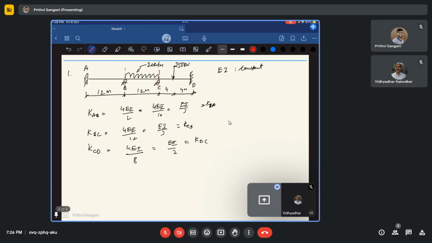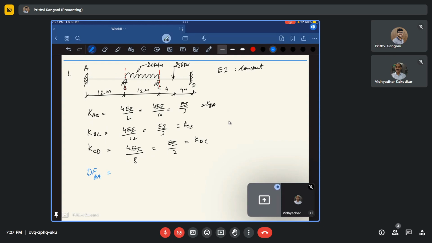So once we have found the stiffness factors, the next step is to find the distribution factors. There is nothing to distribute at AB, because A itself is a support, so whatever you apply at A will carry forward. That MA is nothing but MAB. So we need to find the distribution factors at the common points, or the joints. Here the joints are B and C.